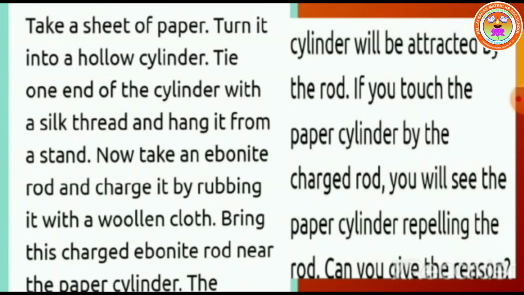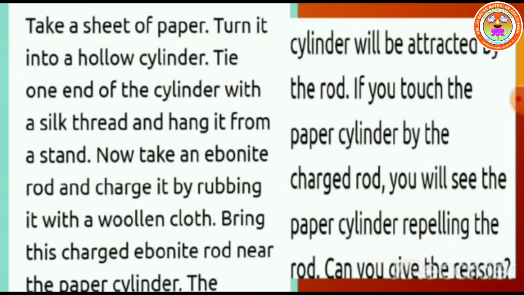Next, activity 2. Take a sheet of paper. Turn it into a hollow cylinder. Tie one end of the cylinder with a silk thread and hang it from a stand. Now, take an ebonite rod and charge it by rubbing it with the woolen cloth. So, the negative charge is transferred from the woolen cloth to the ebonite rod. Bring this charged ebonite rod, which is negatively charged, near the paper cylinder.